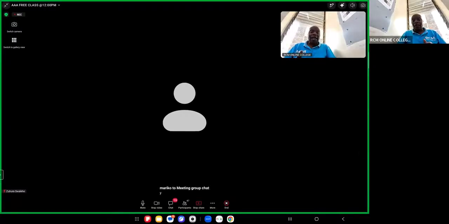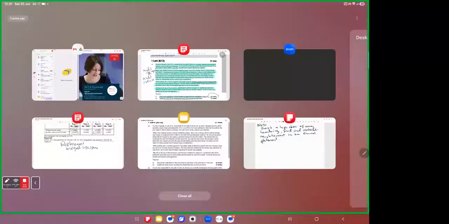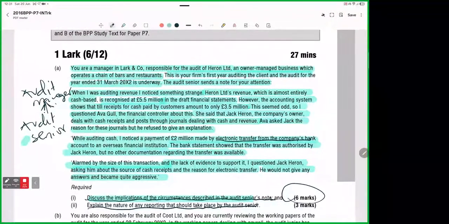Mark, great. Then let's continue to number 2 of this very great question. Describe or discuss the implications of the circumstances described in the audit senior note. And then number 2, explain the nature of any reporting that should take place by the audit senior. When this audit senior suspected money laundering, what kind of reporting should he have done immediately?